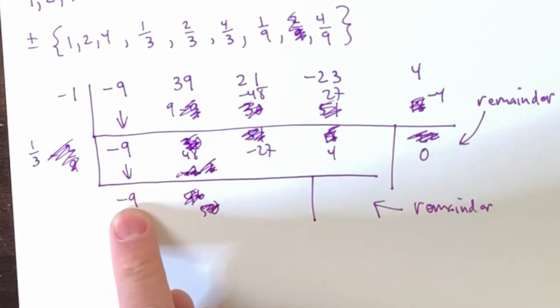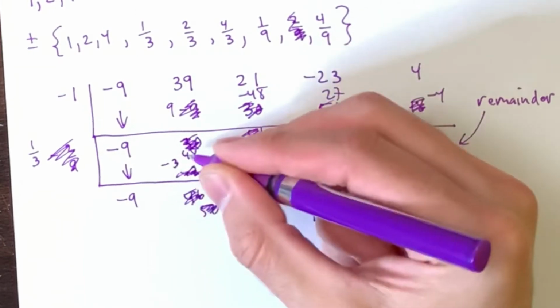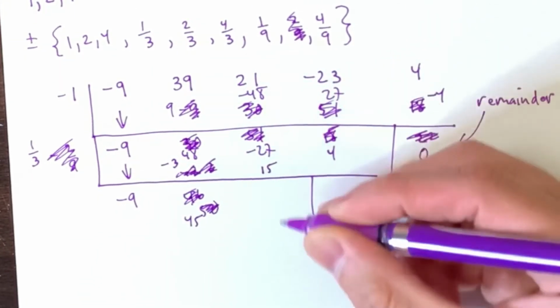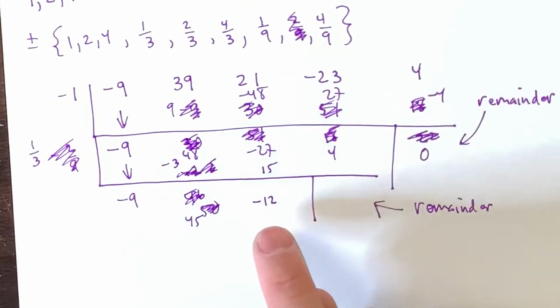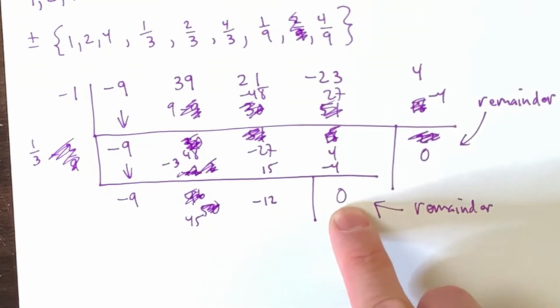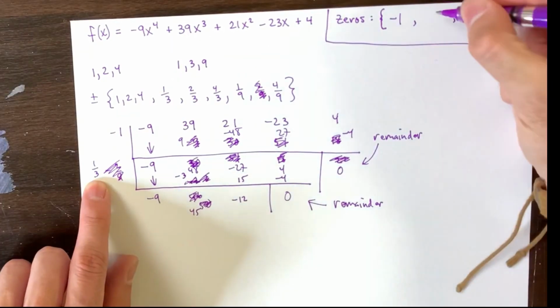So 1/3 times that, that's -3. Add them, that's 45. That times that is 15. Add them, that's -12. That times that is -4. That actually works because it's a remainder of 0. So another winning number was 1/3.